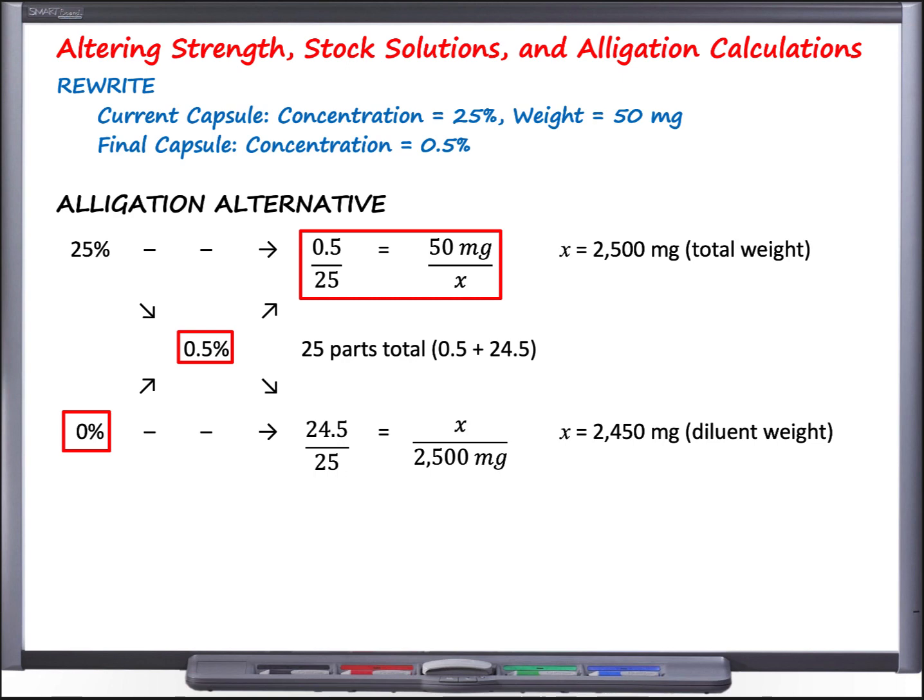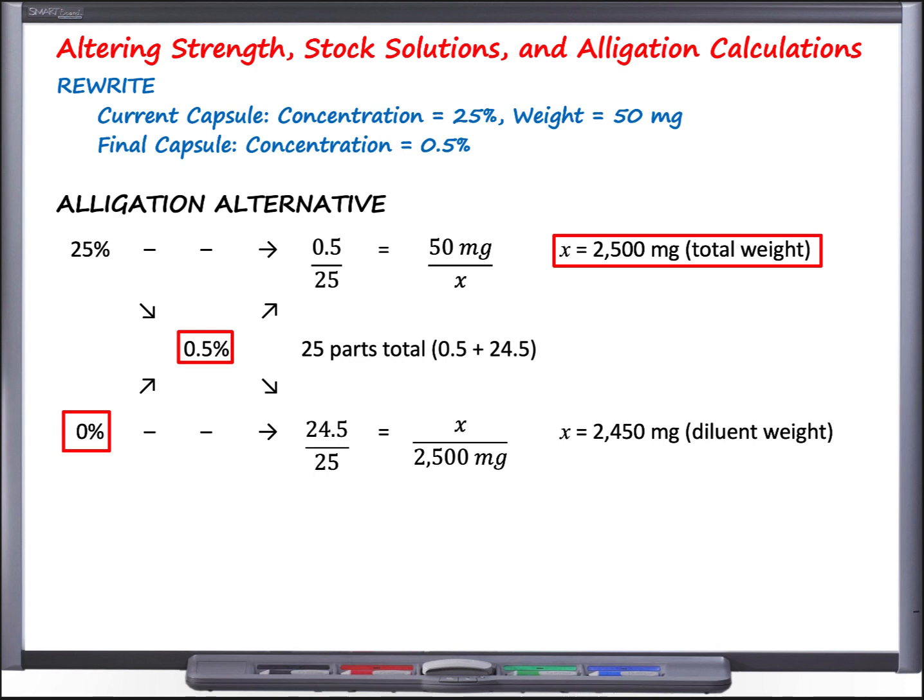Okay, we solve for X, so 25 times 50 divided by 0.5, and what we have solved for, we get a number of 2,500 milligrams. But remember, the bottom number there represented the total weight. That's the total weight that the 50 milligrams of capsule powder has to be diluted into.